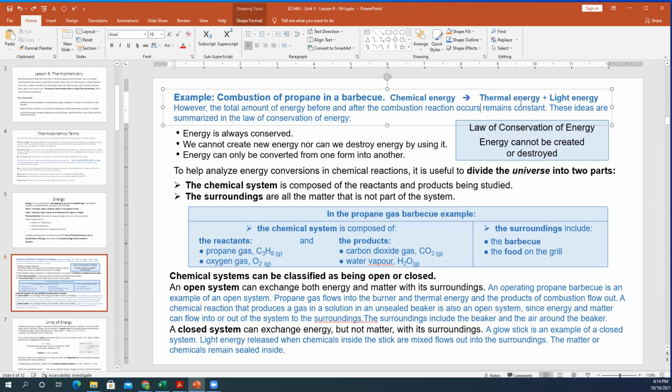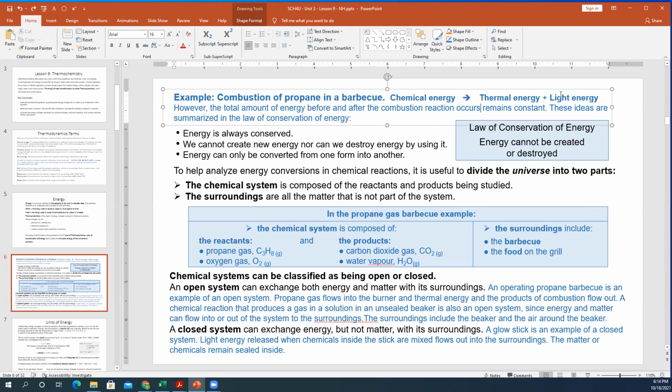You're getting thermal energy, and that's what will cook your food. You're getting heat, and you're getting light energy. You see the flames on your barbecue. However, the total amount of energy before and after this combustion reaction that you burned this propane remains constant.